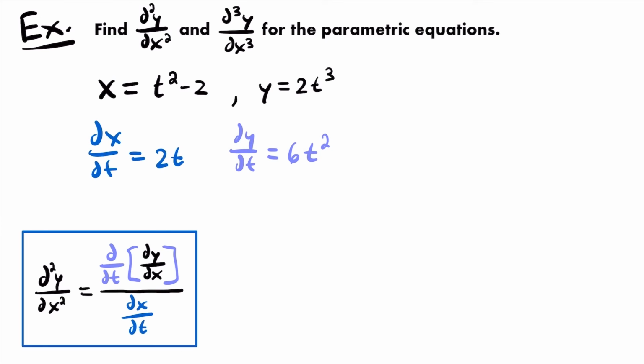Okay, so now we can build our first derivative, which is dy/dx, and that is equal to dy/dt divided by dx/dt. So we're going to have 6t squared, that's dy/dt, divided by 2t, which is dx/dt. All right, and so that's our first derivative, but before we use it to find the second derivative, we can actually simplify this a little bit.